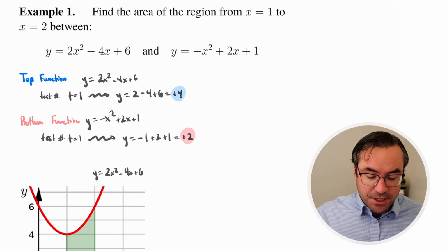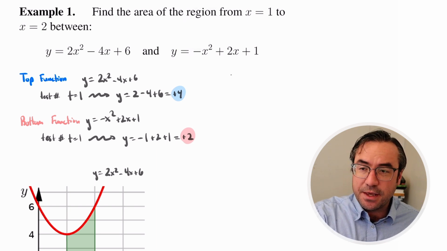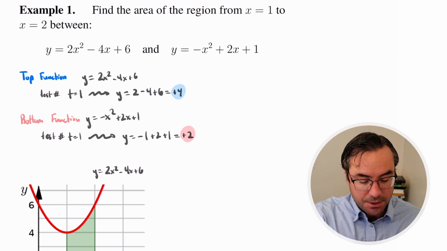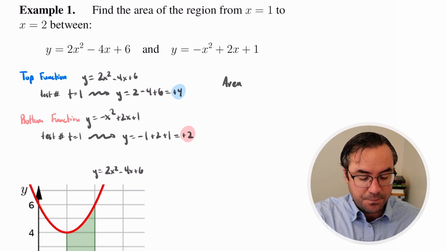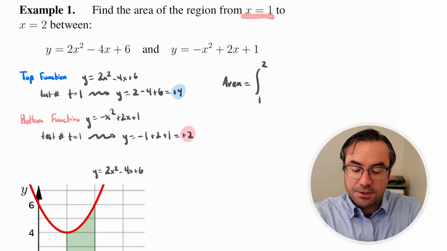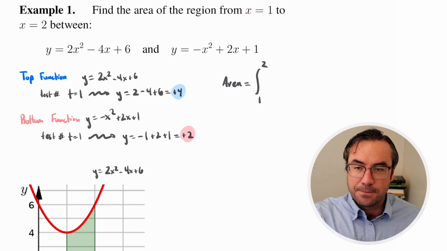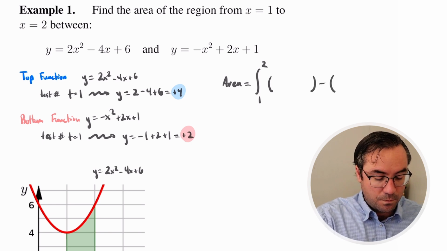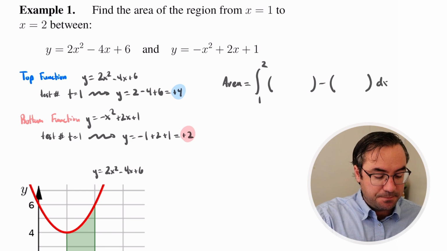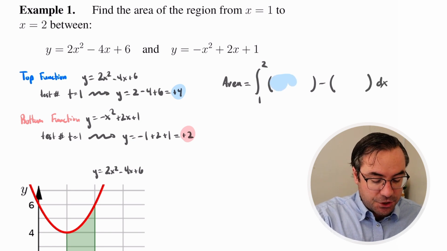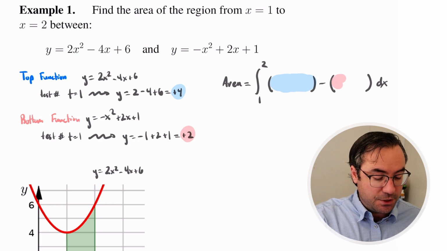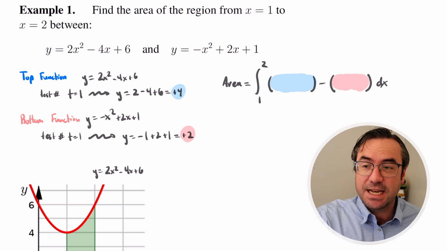All right, so now that we've identified the top function, we're ready to set up the integral. So the area is going to be the integral going from 1 to 2. So we're going from x equals 1 to x equals 2. And when we set up our integration, again, whichever function's on top, we're going to put first. And then whichever was our bottom function, we're going to fill in second.